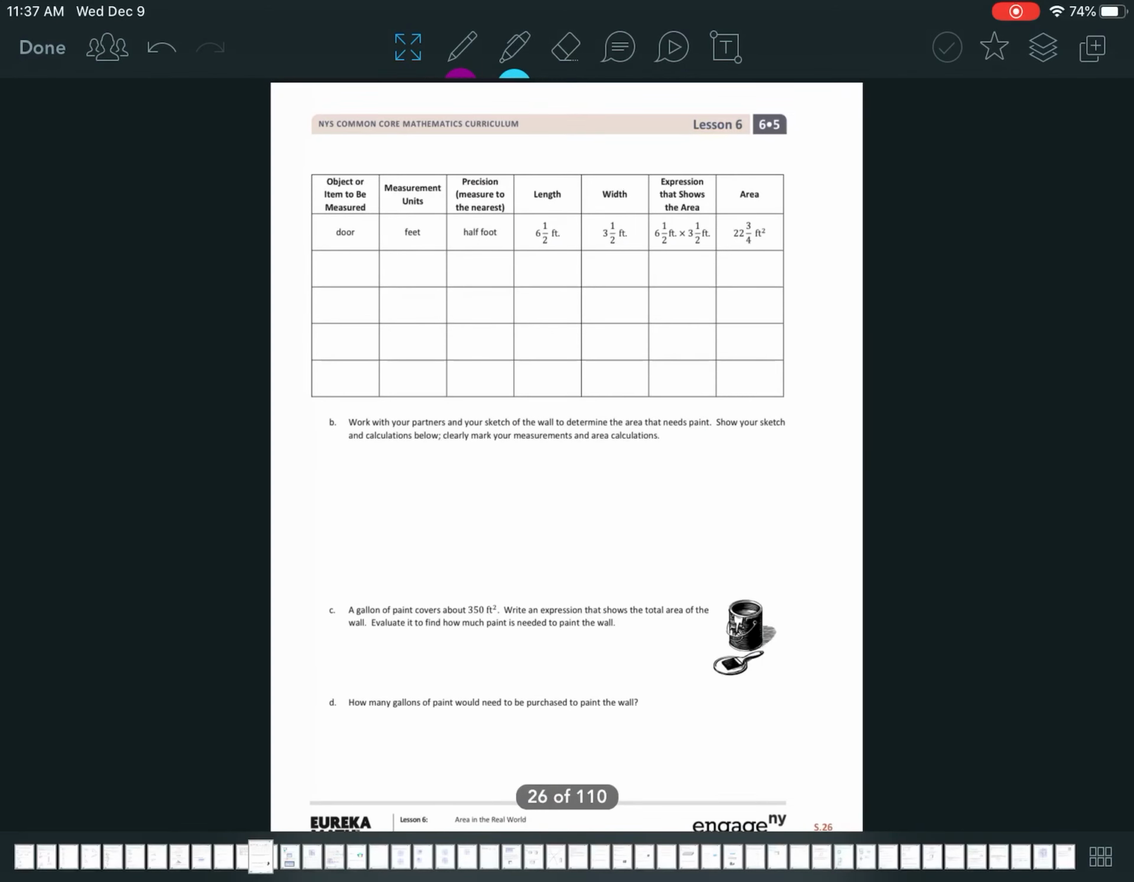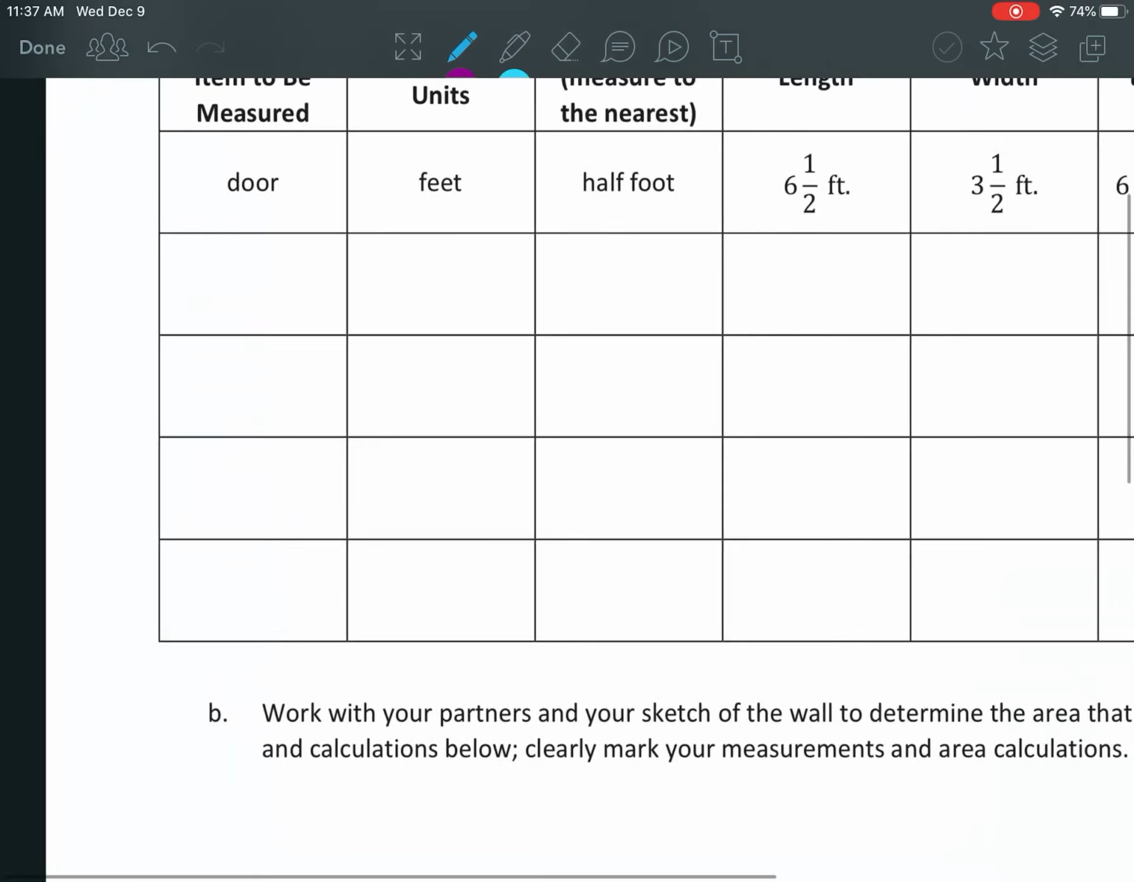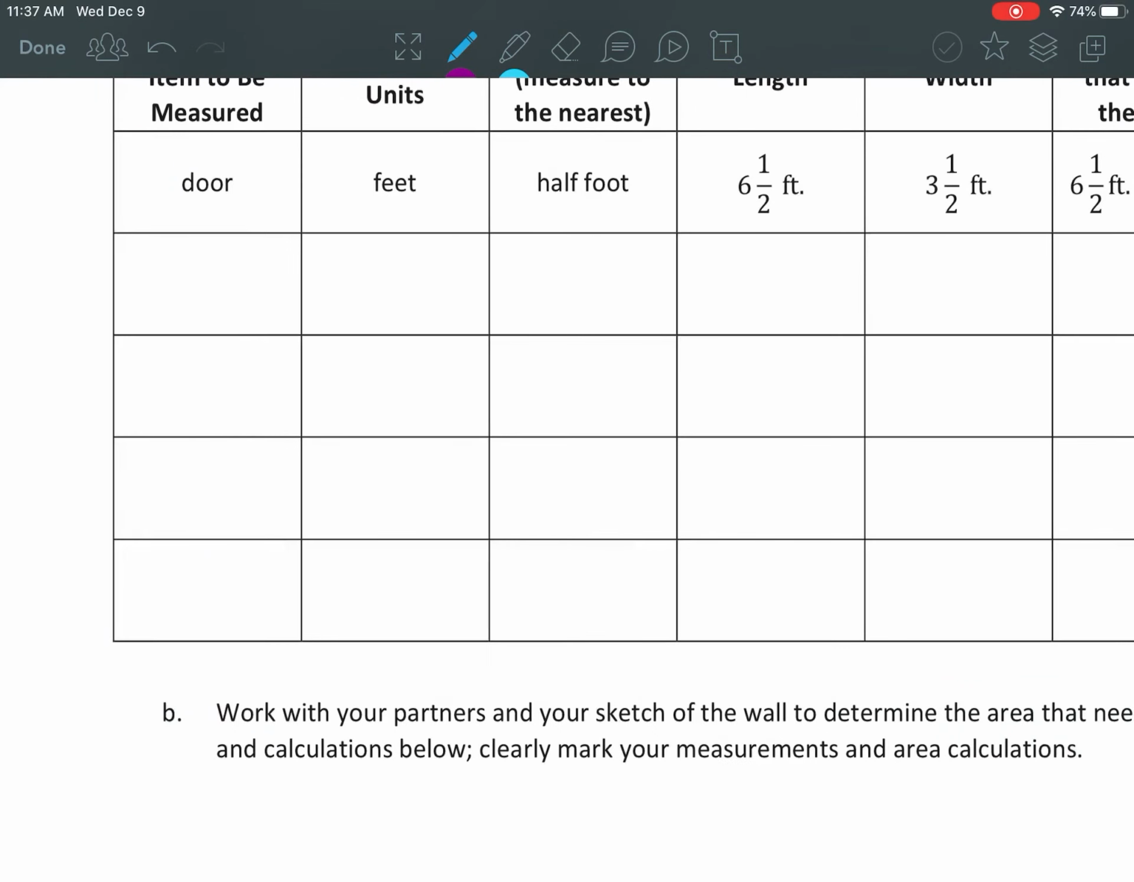Since it kicked me all the way out of Shobi, let's go back to lesson 6 and that second page. On this page, if we're painting a wall, I wouldn't be painting a window, I wouldn't be painting a door. If I have built-in shelves, I'm not going to be painting those. So we're going to be writing down the things that we wouldn't paint.